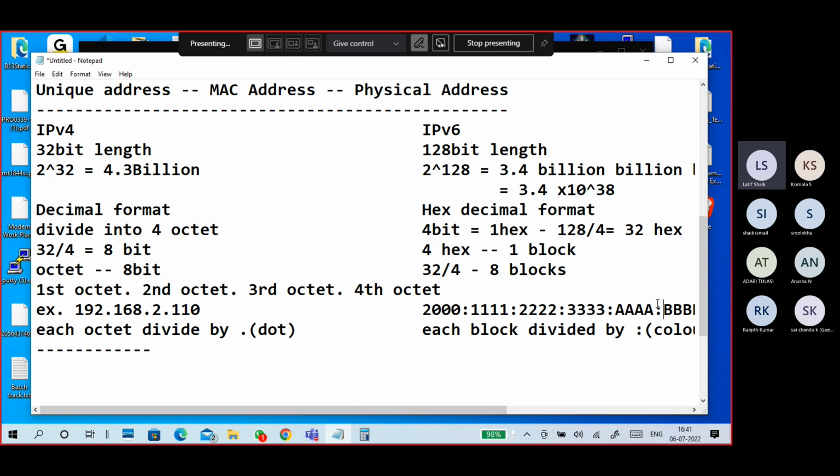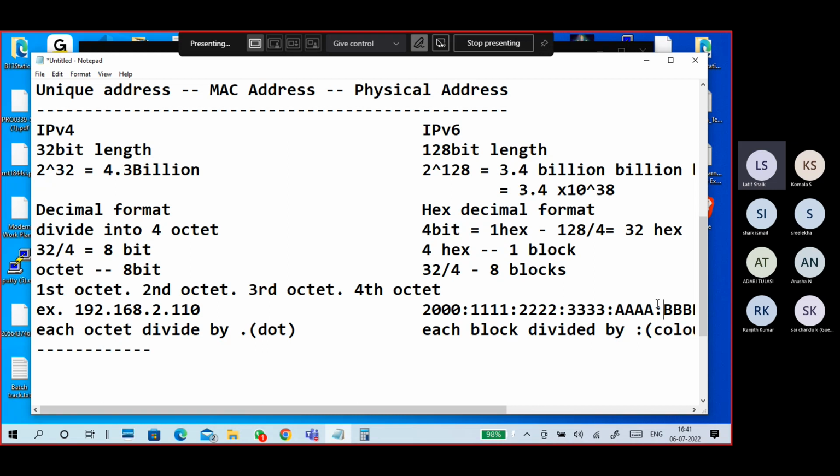192.168.2.110. Some people spell it in their own way. It's not point, guys, it is a dot. 192.168.2.110. That is an IPv4 address.